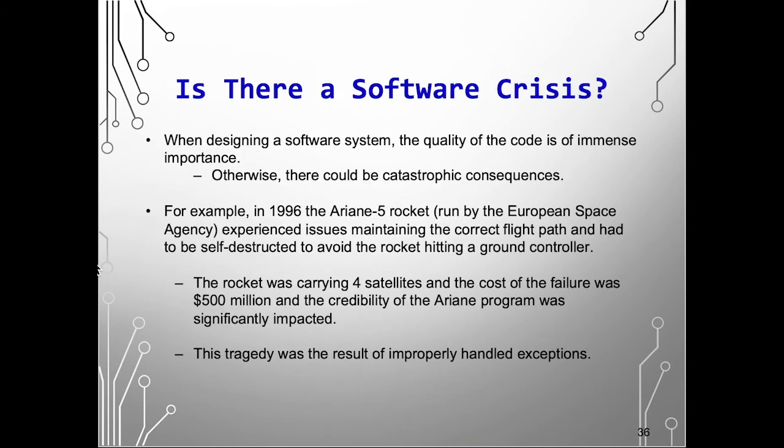When designing a software system, the quality of code is of immense importance, as we talked about earlier. If it's not, then there could be catastrophic consequences. For example, in 1996, the Ariane 5 rocket, which was run by the European Space Agency, experienced issues maintaining the correct flight path and had to be self-destructed, unfortunately, to avoid the rocket hitting a ground controller.